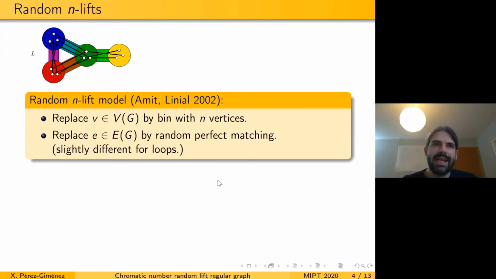You can adapt the model also to incorporate loops or half loops, but here you might decide if you want to condition on simple graphs or not. If you had a loop here, you could throw random two-factors, but then you might want to decide if you want to condition on simple graphs or not.